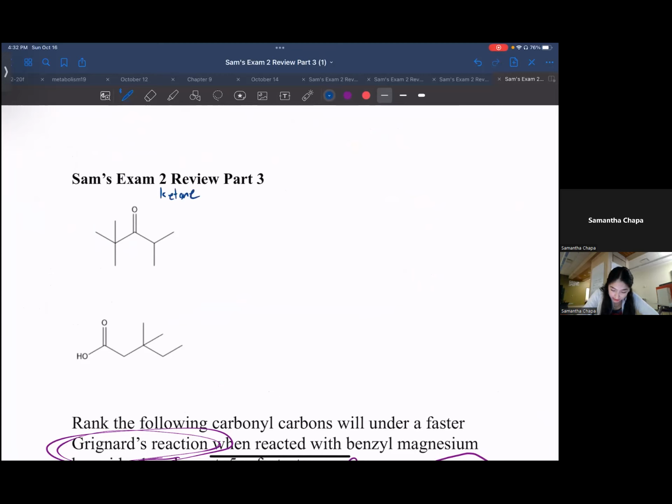For the second one, we're going to need a carboxylic acid. And then I'm going to give you some of the structures that you should know in case they ask you to memorize any for your test, right?